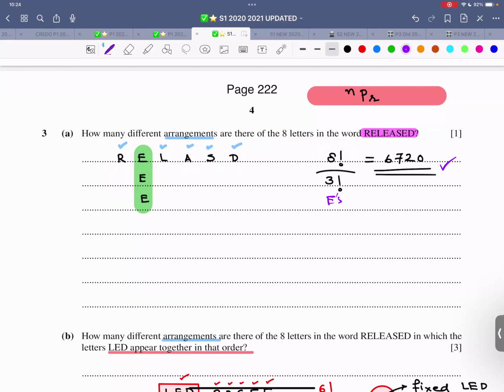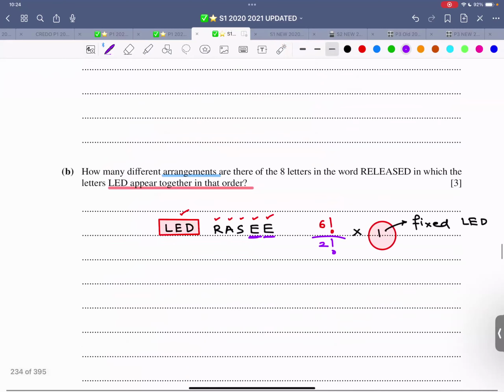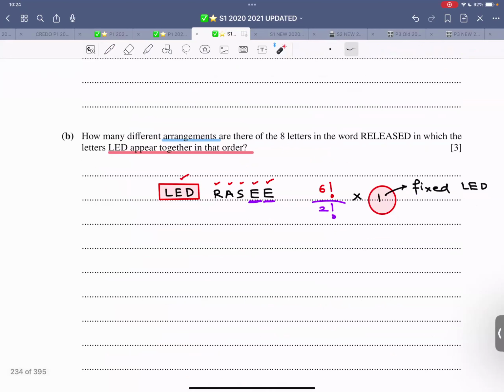And use a calculator. You get this answer. The next one. How many different arrangements are there of the 8 letters in the word RELEASED in which the letters LED appear together in that order? You cannot change the order.